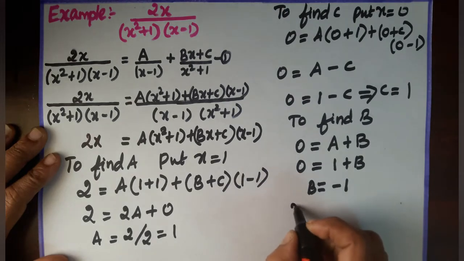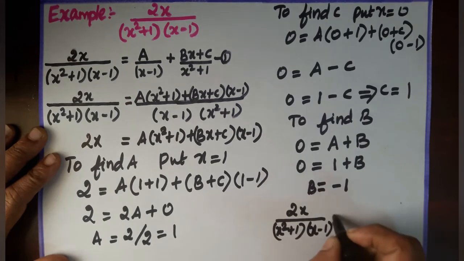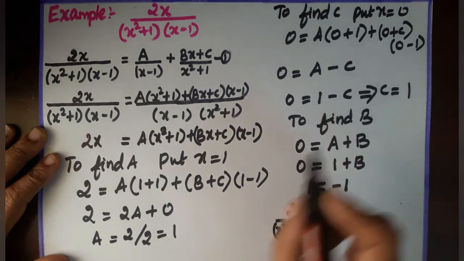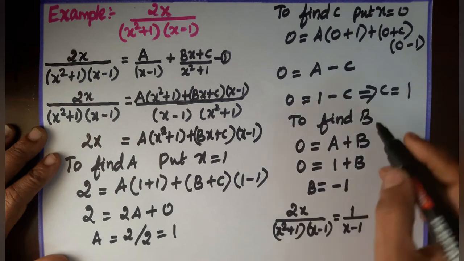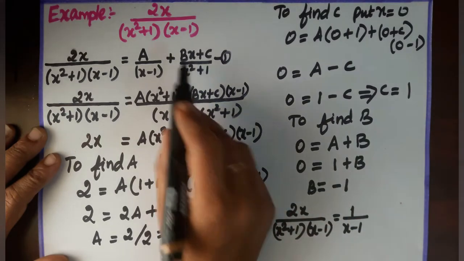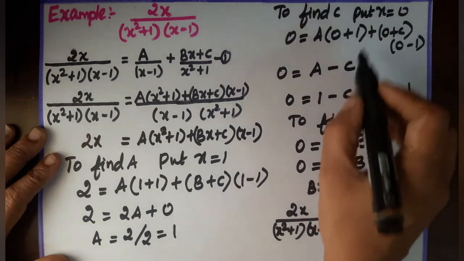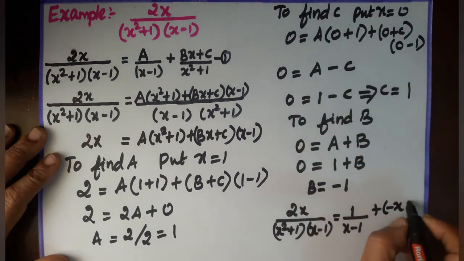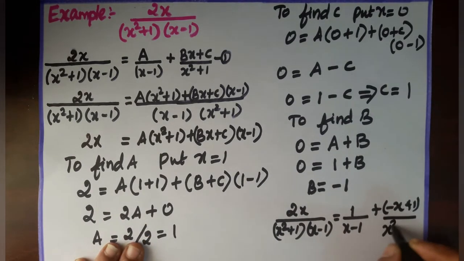Now, I am going to substitute the value of a, b and c in the first equation. Then we get 2x by x square plus 1 into x minus 1. In the place of a, substitute 1. Then we will get 1 by x minus 1. In the place of b, substitute minus 1. Then we get minus x. The place of c is 1. Minus x plus 1 by, what is the denominator we have? x square plus 1.